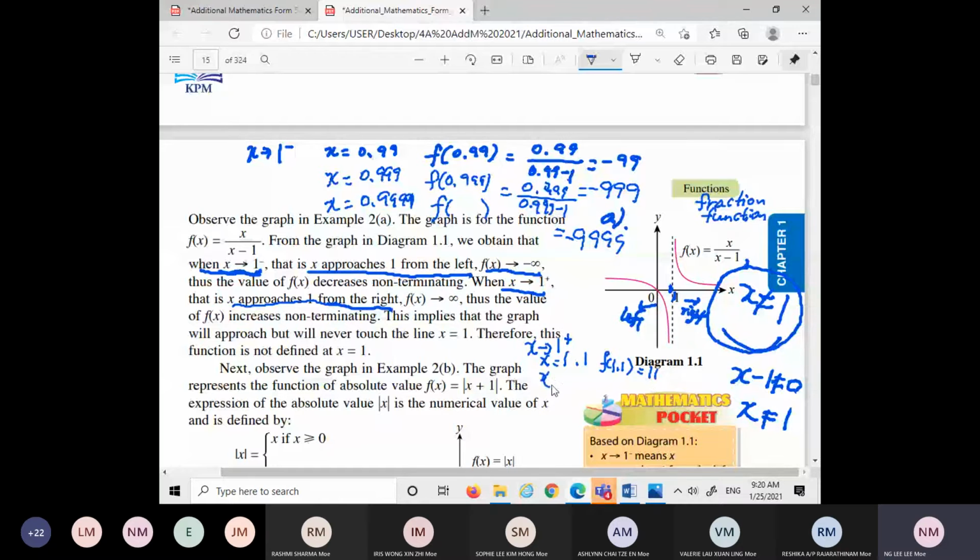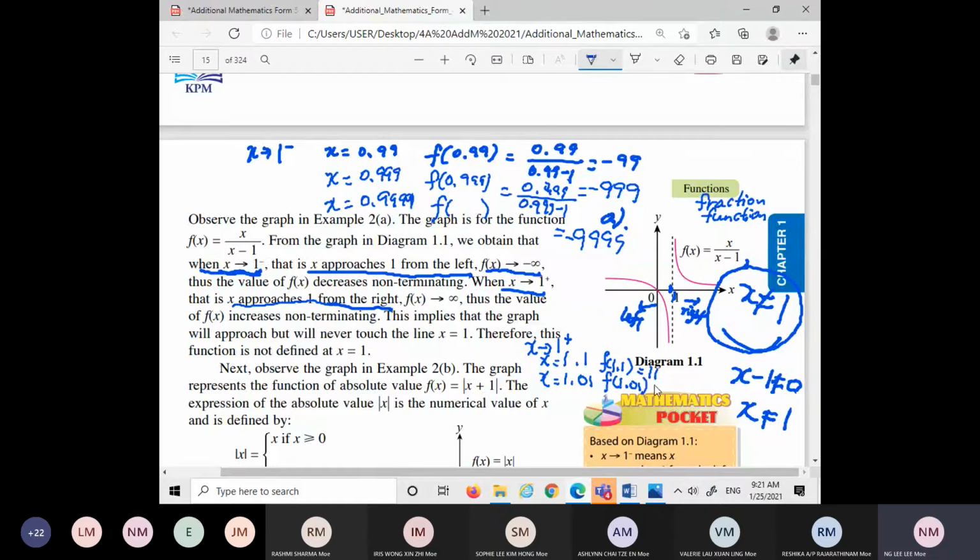Okay, now, 1.1, I feel that it's not close enough to 1. I want something nearer to 1. Okay, maybe I choose 1.01. Is it nearer to 1 compared to 1.1? Okay, this one is 0.1 away from 1. This one is 0.01 away from 1. Okay, this one is nearer than this.